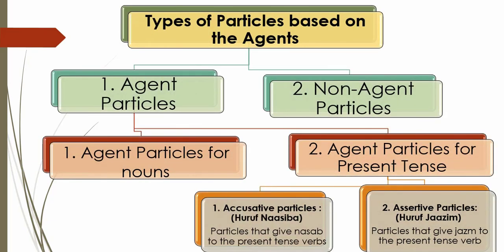The types of particles based on the agents are number 1, agent particles, huruf-e-amila, and number 2, non-agent particles, huruf-e-ghair-amila. The agent particles are further divided into number 1, agent particles for nouns, huruf-e-amila dar ism, and agent particles for present tense, huruf-e-amila dar fi'l mudari. The agent particles for present tense are further divided into number 1, huruf-e-nasiba or accusative particles, these particles that give nasab to the present tense verbs. And number 2, huruf-e-jazima or assertive particles, the particles that give jazm to the present tense verb.